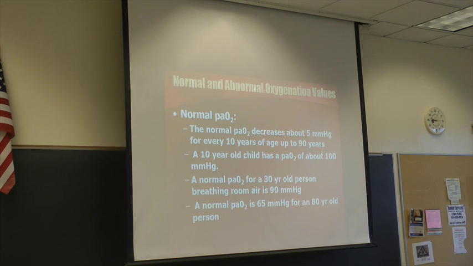So the first bullet tells you how to figure out what the PaO2 should be. It tells you that the normal PaO2 decreases about 5 millimeters of mercury for every 10 years of age up to 90 years. So you could start with a 10-year-old child having a PaO2 of 100, and then a 20-year-old would have a PaO2 of 95. So I used to just make a chart.